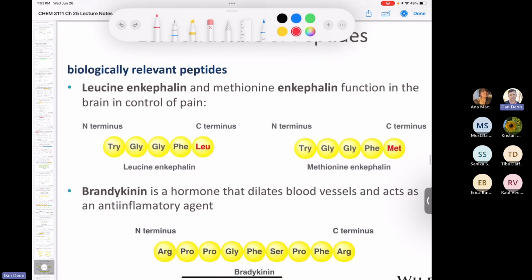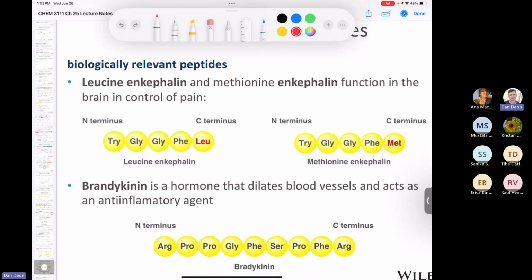Now, biologically relevant peptides, I don't make my students memorize these really. I just think you should understand the significance of how just one amino acid residue being changed can completely change the function of a peptide. So we have two enkephalins here on the top, and don't worry about the long names or anything.